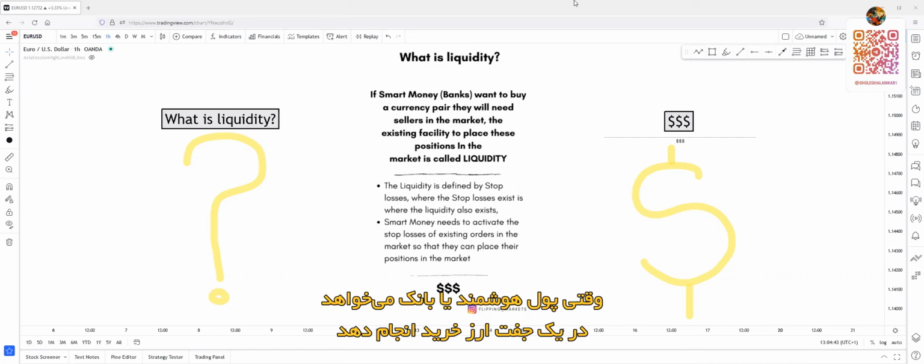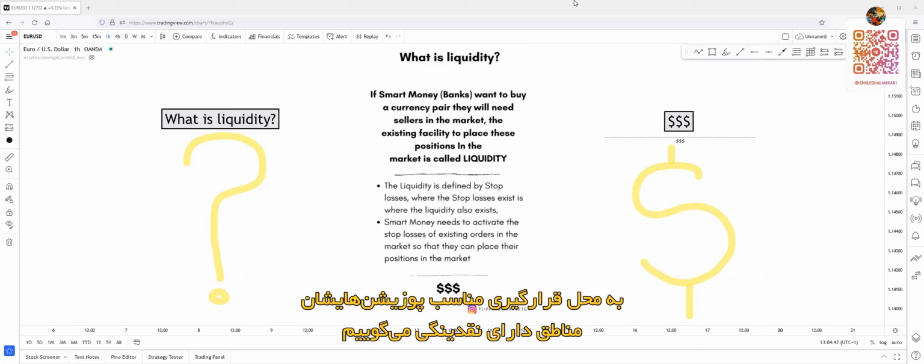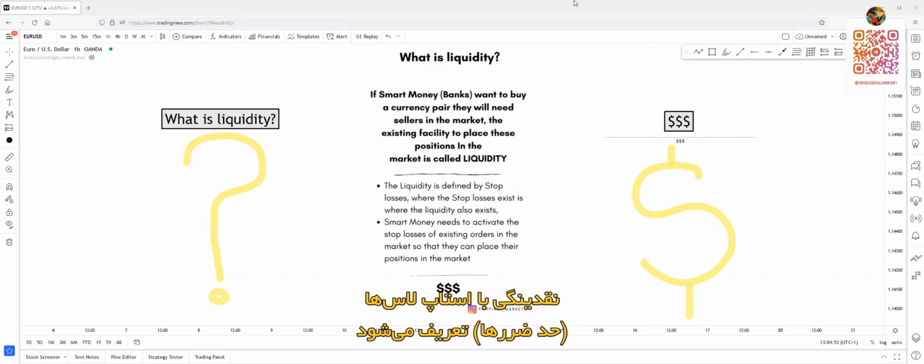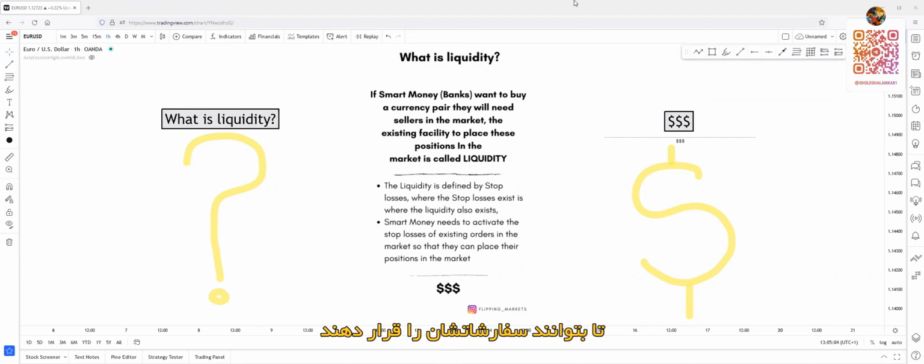If smart money or banks want to buy a currency pair, they will need sellers in the market. The existing facility to place these positions in the market is called liquidity. Liquidity is defined by stop losses. Where the stop losses exist is where the liquidity also exists. Smart money needs to activate the stop losses of the existing orders in the market so that they can place their positions in the market. Okay, let's see some examples for this.